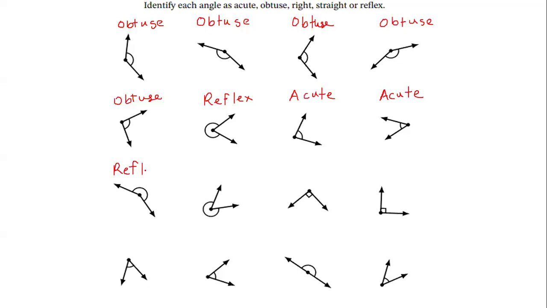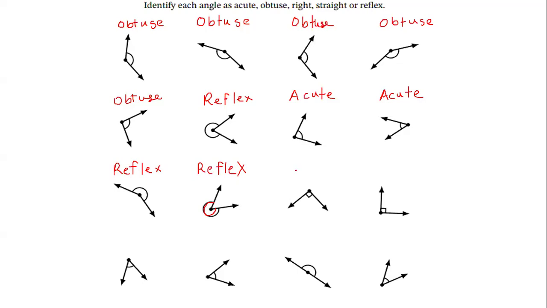The other one is reflex. This one is also reflex. Why? Because the two vertex right angles and two reflex. Why is this reflex though? Because the ring is behind the vertex. It's more than 180 degrees, but less than 360.